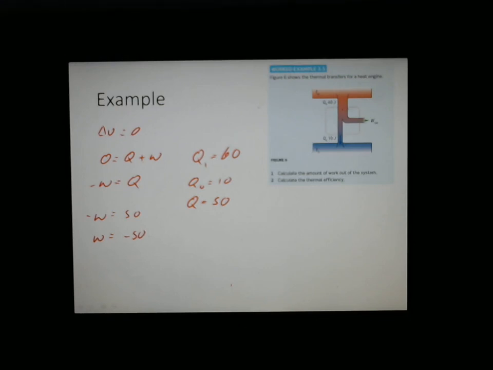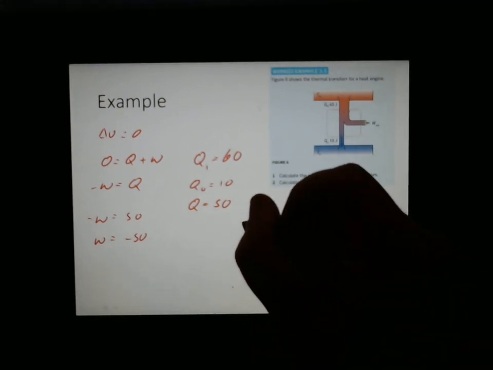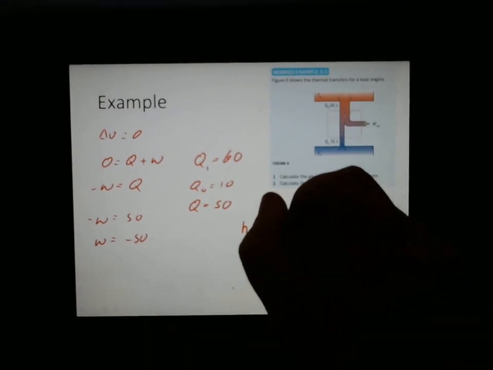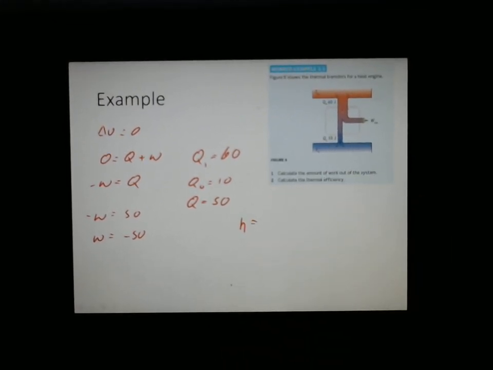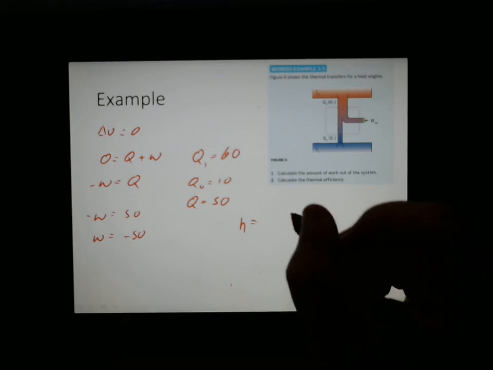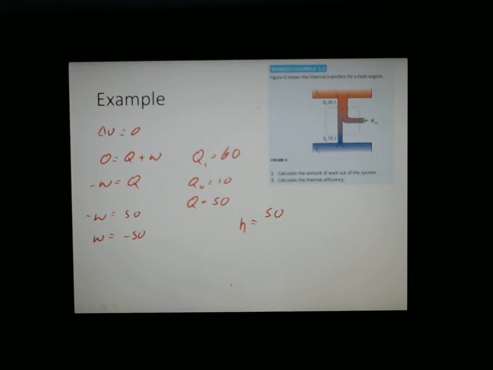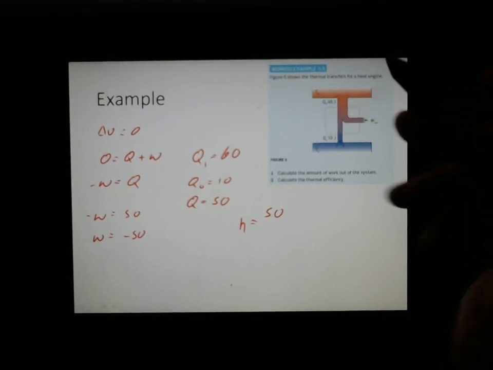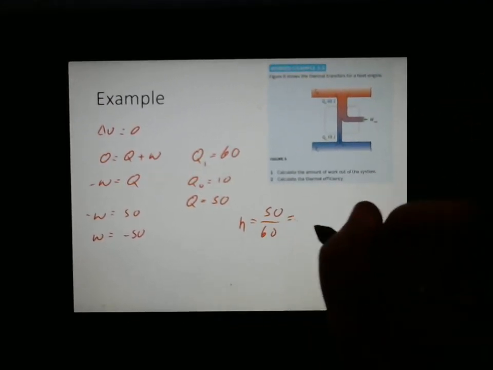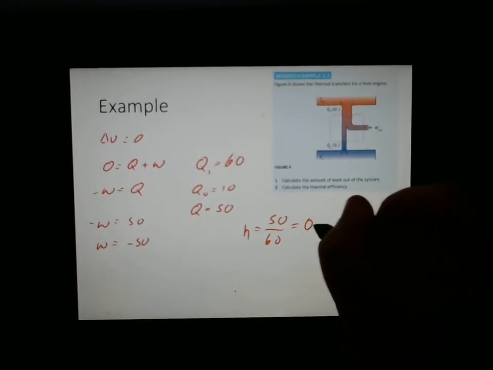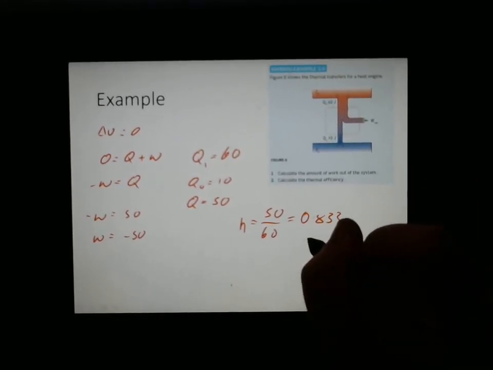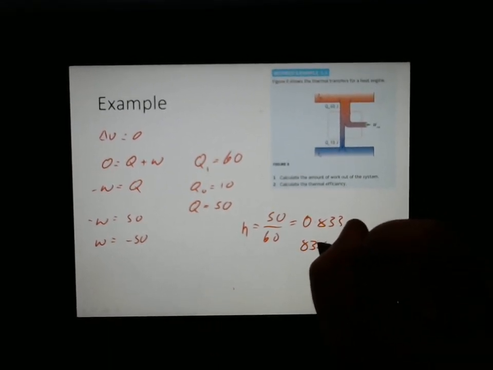Now the next part here is asking, what is the thermal efficiency? As we just saw, our efficiency formula, eta, I know it looks like an N, but it's the letter eta, is output over input. Well, output was 50. I'm going to just use the absolute value. We don't need to worry about the negative, because a negative percentage doesn't make sense. And the input is up here, 50 over 60 equals about 0.833, so that's about 83%.